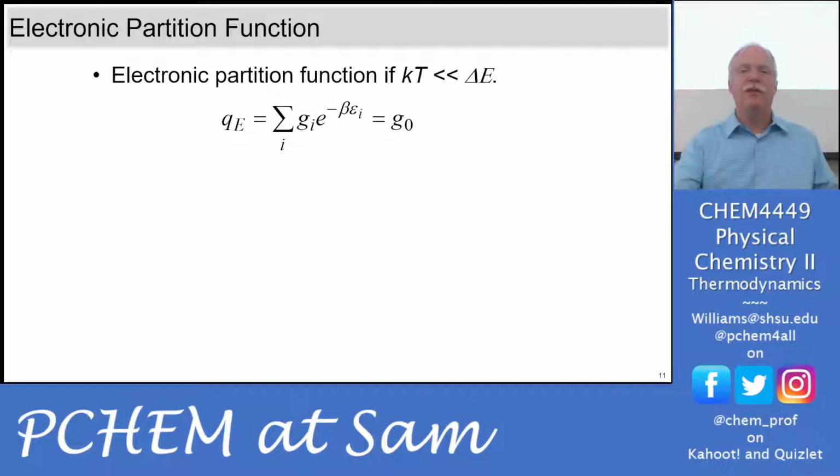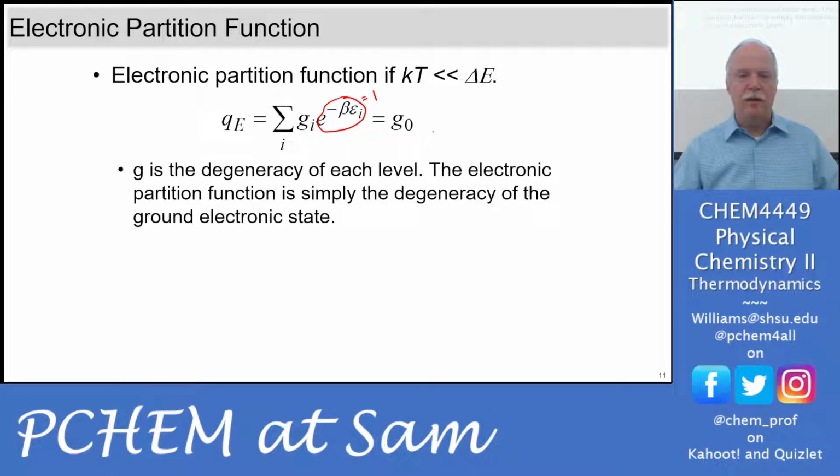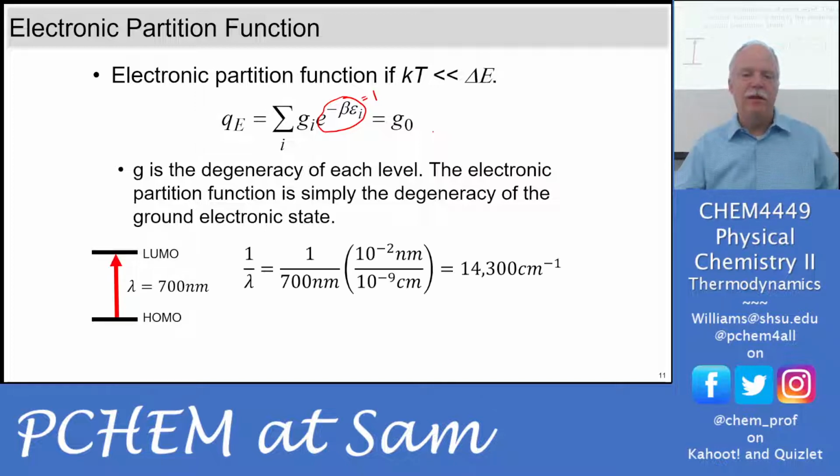And so this partition function for electronic, because this kT is much, much less than delta E, essentially this is zero energy. This is e to the minus 0. And so this piece is essentially 1. And so all that survives is the degeneracy of the ground state. So that degeneracy of the ground state, here's our calculation. I said it was 20,000 wave numbers, it was 14,000.